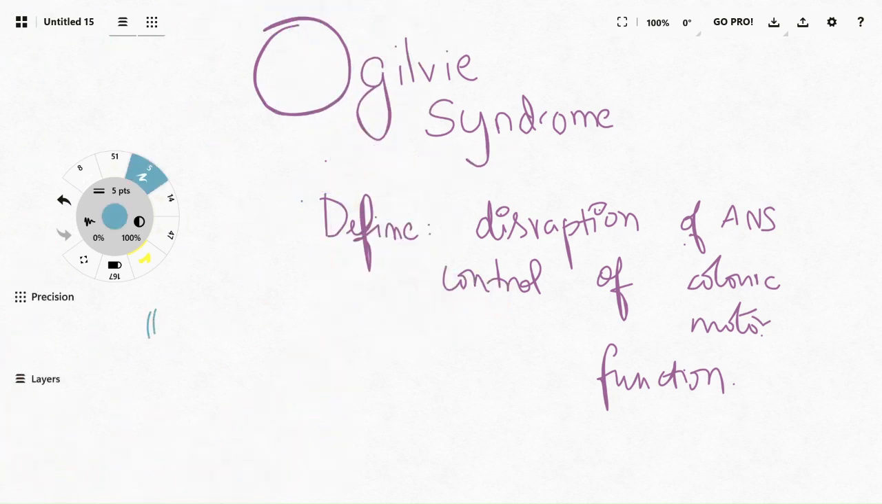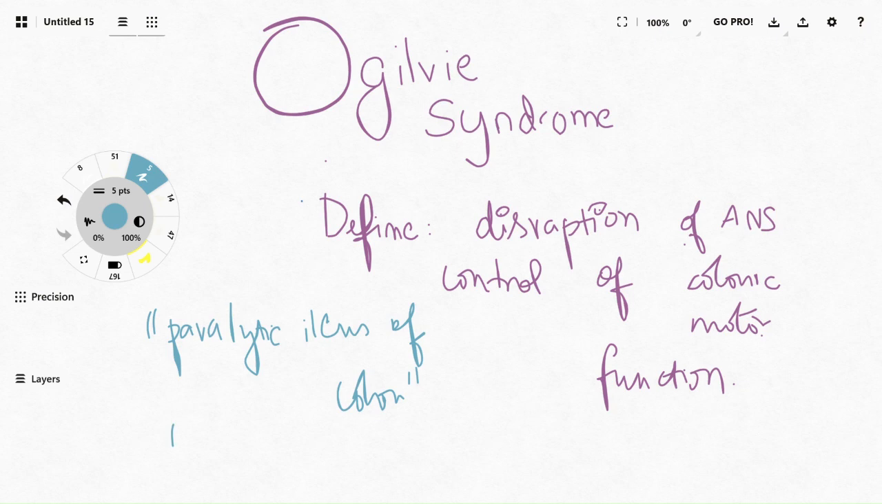It's actually also called the paralytic ileus of colon. Ouch, sorry about the spelling. Ileus of colon, right? And it's also called, I mean, this is the more common terminology, colonic pseudo-obstruction, right? Pseudo-obstruction. Okay.